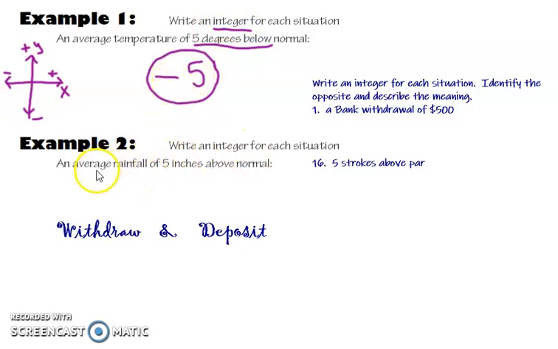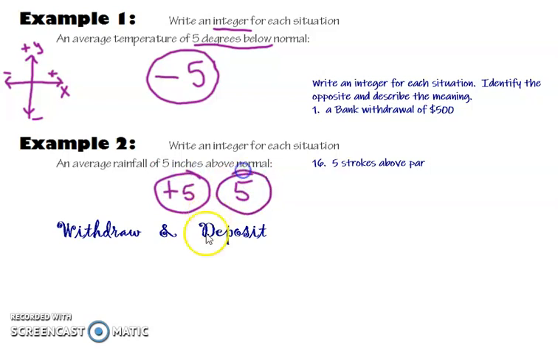Okay, write an integer for this situation. The average rainfall of 5 inches above normal. That'd be a +5 or just 5. Either one is correct.